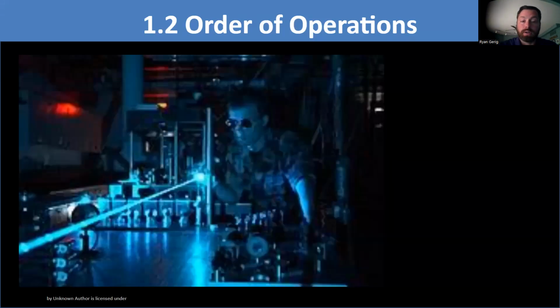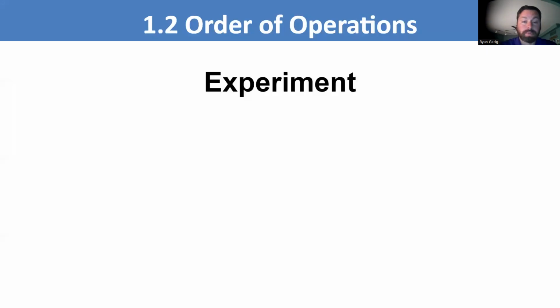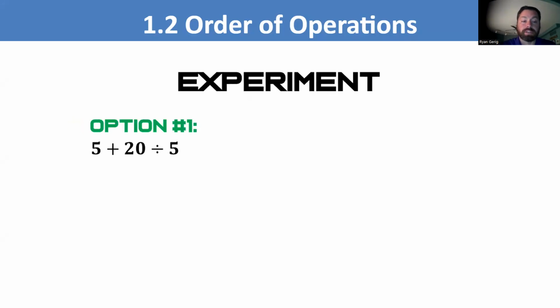So we're going to start our lesson with an experiment. This experiment is looking at two options for the same problem. So the problem we have is 5 plus 20 divided by 5. And a lot of people think it doesn't matter what order we go when we do our solving here. So if we did addition first, we would get 25 divided by 5, which is 5. So that was doing addition first.